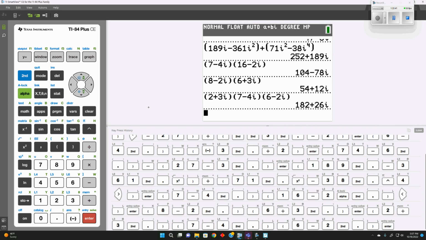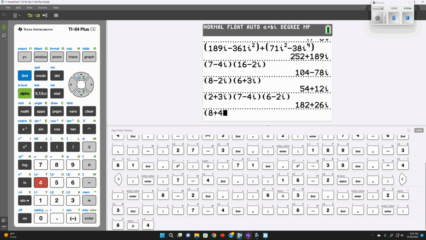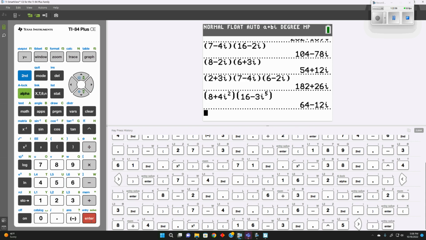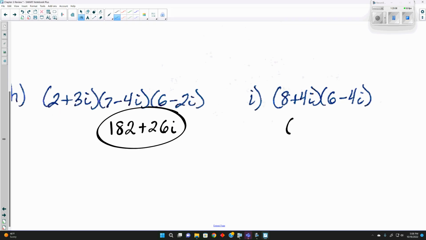Go on and we'll do the next one. 8 plus 4i, but this time it's i squared, so we can type it in as i squared, times 16 minus 3i, this time it's to the 5th power, and that's fine. Enter. We type it in, it'll give us the answer. It doesn't care that i is to the 5th, it will still simplify it, and we get 64 minus 12I. And that's it there.